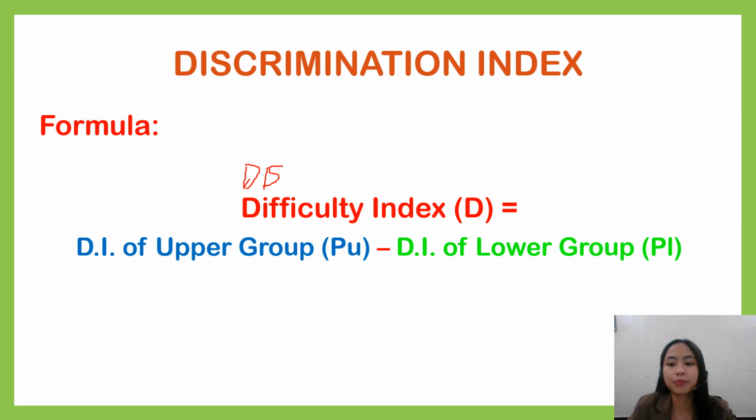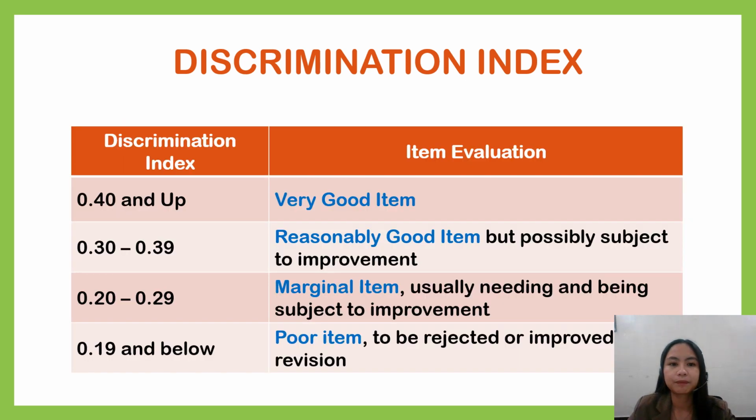Sige, let's have an example na lang para mas maintindihan ninyo. So, before that, let's have first the table for interpretation sa discrimination index. First column, meron tayong nakita dyang discrimination index. Ito yung mga ranges na kailangang i-memorize ninyo. So, 0.40 and up, the item is very good item. 0.30 to 0.39, reasonably good item but possibly subject to improvement.